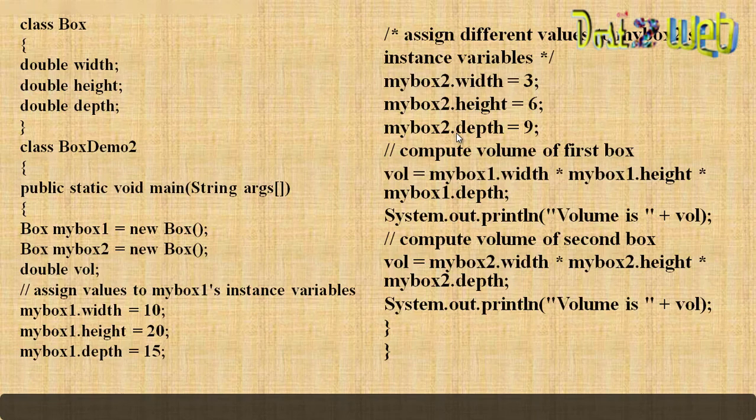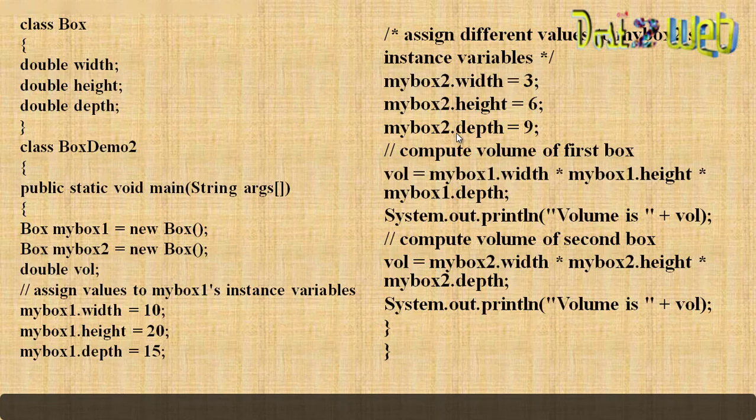Now you are going to assign values to the instance variables. How do we assign? Using the dot operator. The instance you have created is myBox1, and the instance variable you have is width, so myBox1 dot width. Then define the others similarly. Similarly, you assign different values for the myBox2 instance variables. Now you have to compute the volume for the first box, that is myBox1.